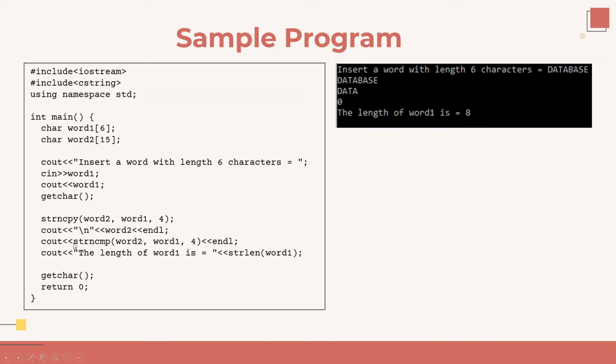And then in the next line, we use strncmp to compare the word1 array and the word2 array. However, the comparison is limited to only 4 characters. And if the values of word1 and word2 are the same, the result is 0, but if the values are not the same, the result is 1. In here, because the 4 characters of word1 and word2 are the same, the result is a value of 0, which means true.